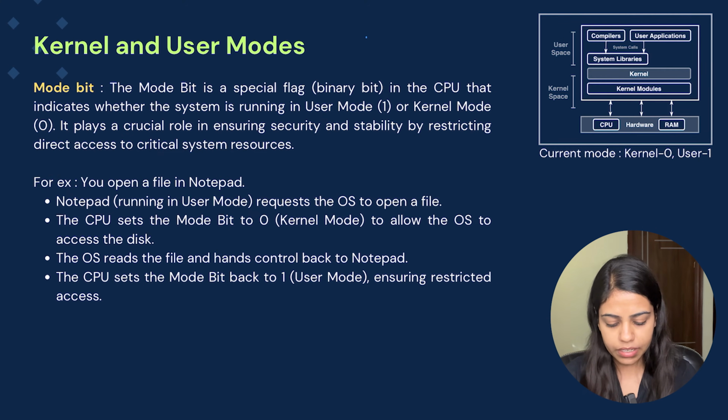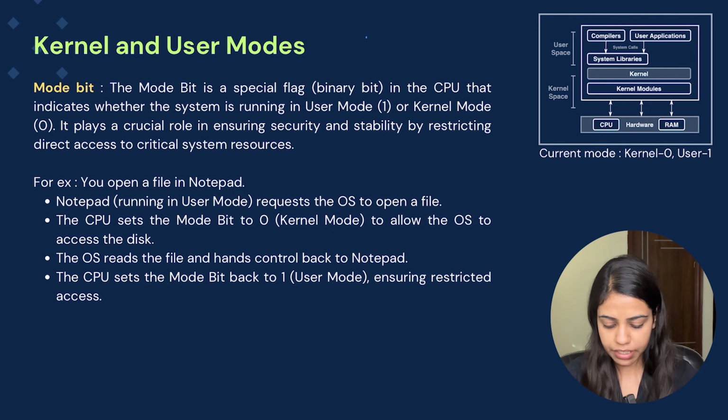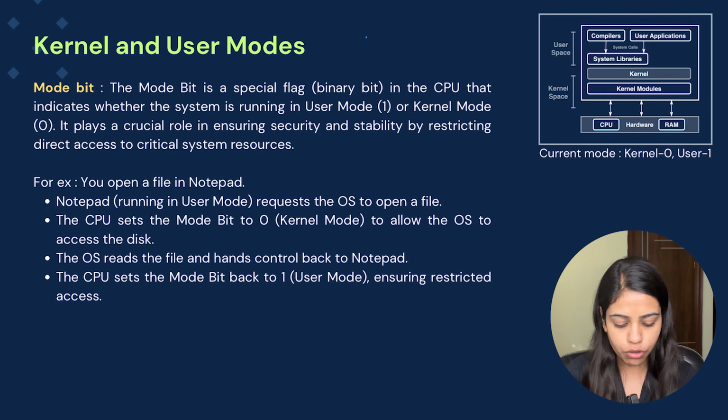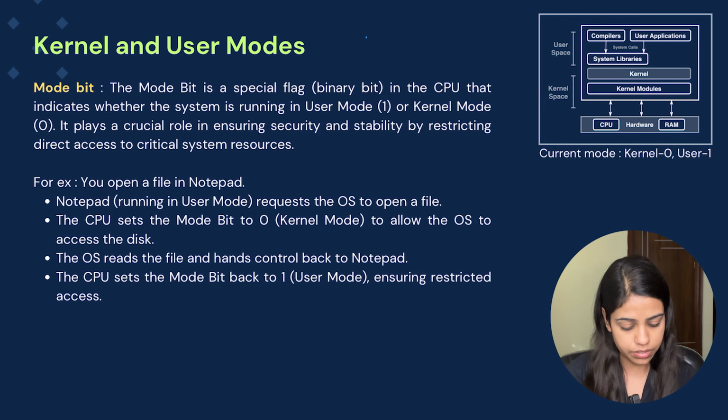Now, for example, consider you want to open a file in Notepad. Now, Notepad requests the operating system to open a file. Basically, a system call is generated. So, the CPU sets the mode bit to 0 because since a system call is generated, now it goes to the kernel mode so that that particular request is processed to allow the operating system to access the disk.